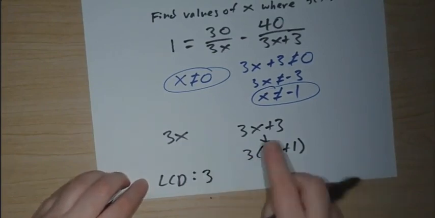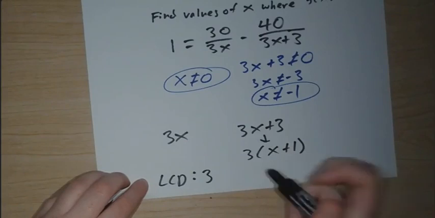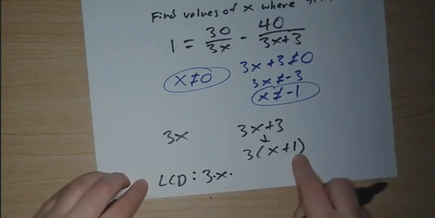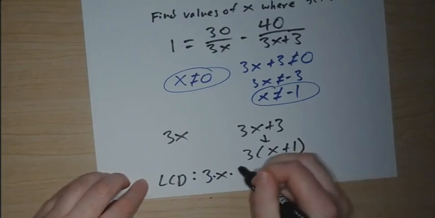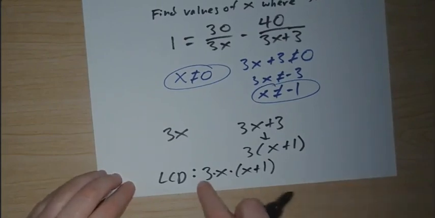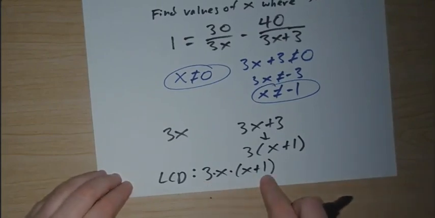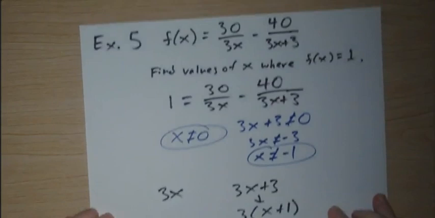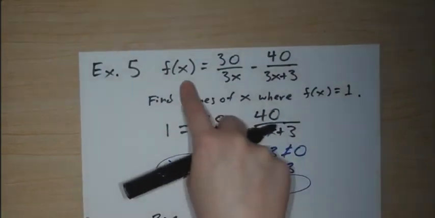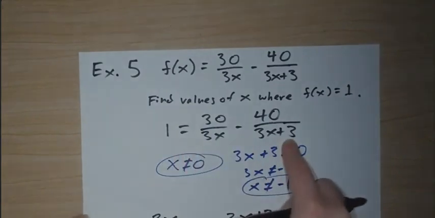We have a factor of x that's not in common with this one, so we have to add the x. And we have an original factor here of x plus 1, so we have to have the x plus 1. So our LCD is 3x times x plus 1. We are going to take this LCD and multiply it by each side of this equation.